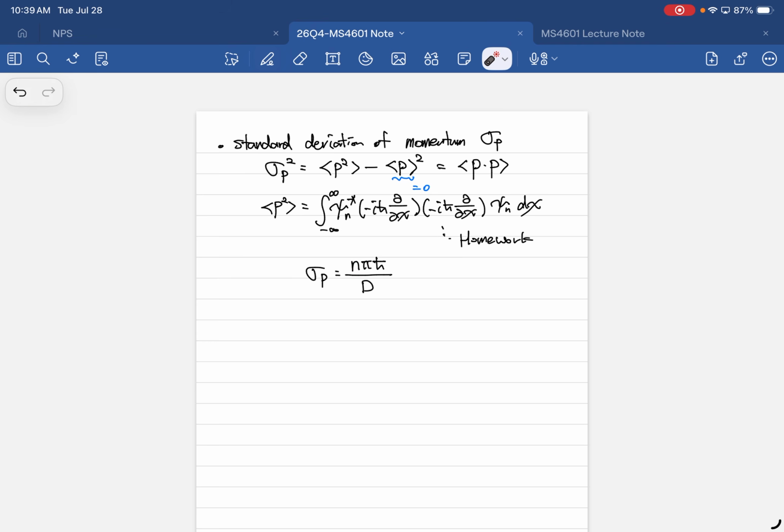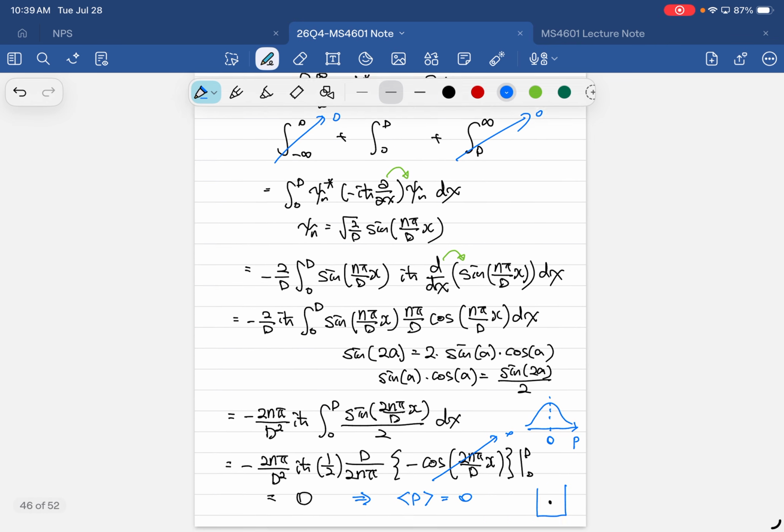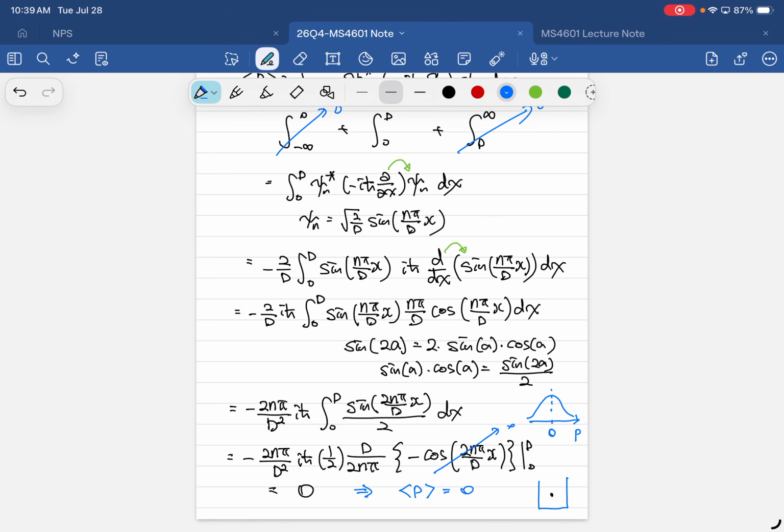What does that mean? Just by looking at this, as n increases, if we consider the wave function with higher n, the standard deviation increases. So in terms of this distribution of p, if we increase n, it will be a wider and wider distribution. Does that make sense? If you have a larger n, the velocity values will be scattered more off from the center.